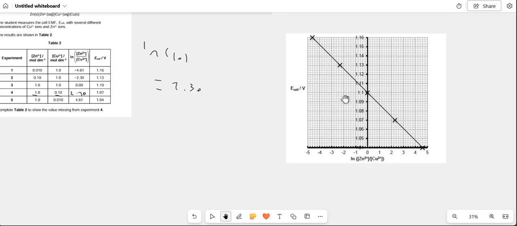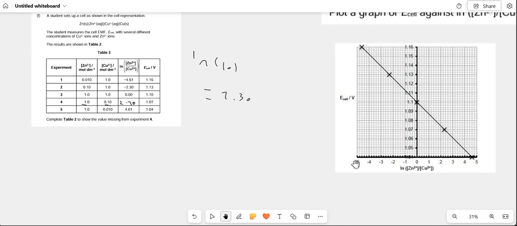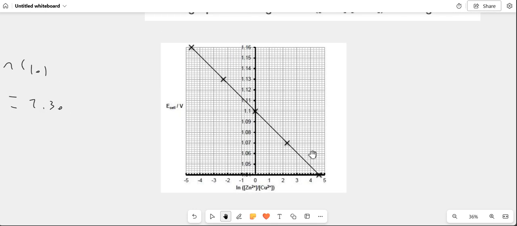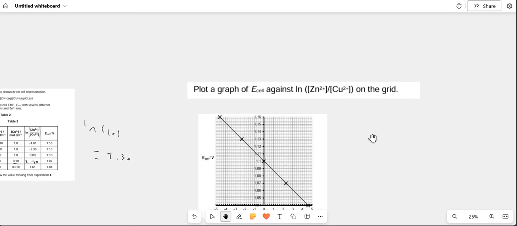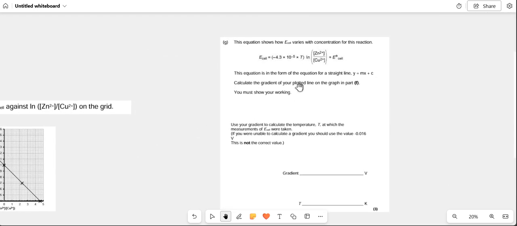I copied and pasted it from the mark scheme. Obviously ln of Zn2+ over Cu2+, that's what you're plotting here. So this part here is the x-axis, and then the y-axis is there, the E thing here, in volts. So just plot that correctly. You should get a graph like that. Obviously then draw a straight line of best fit going down. That's the situation here.